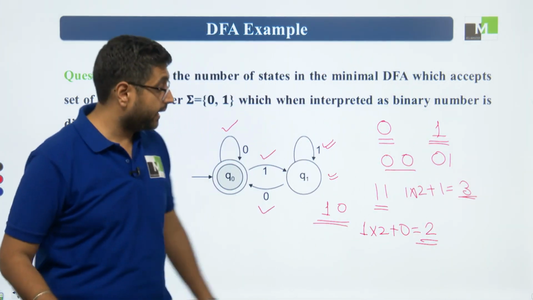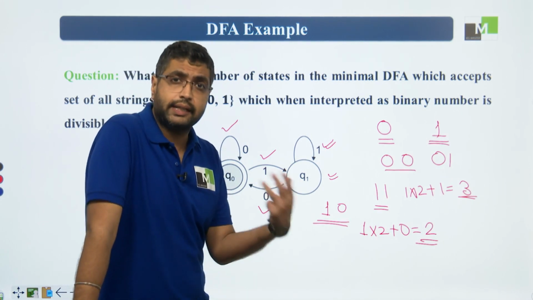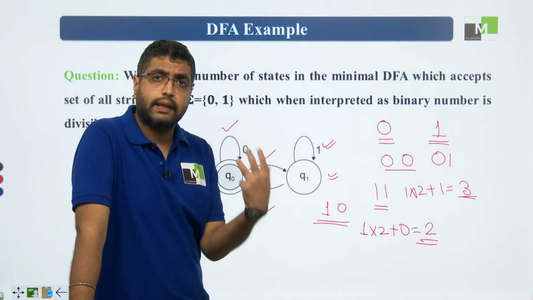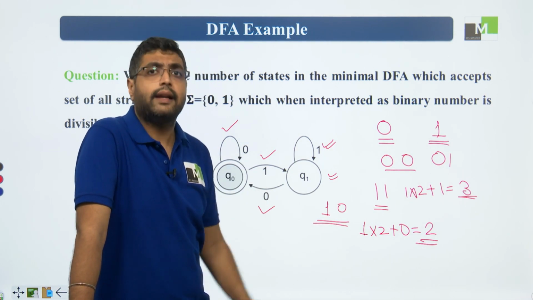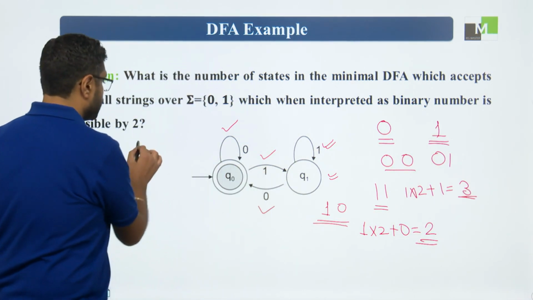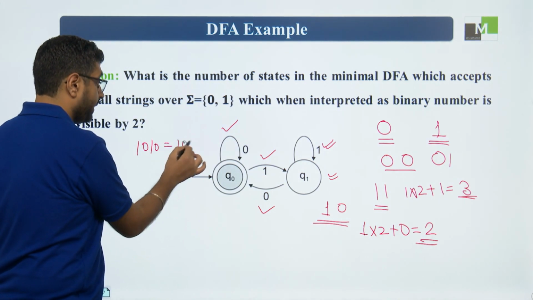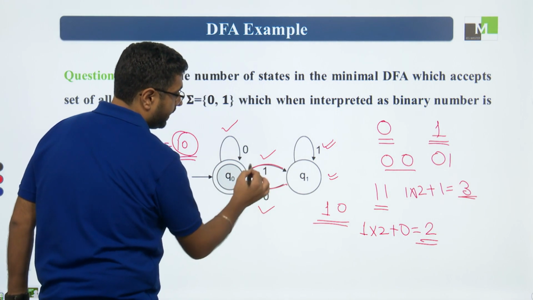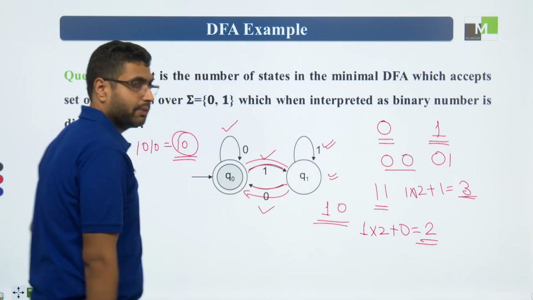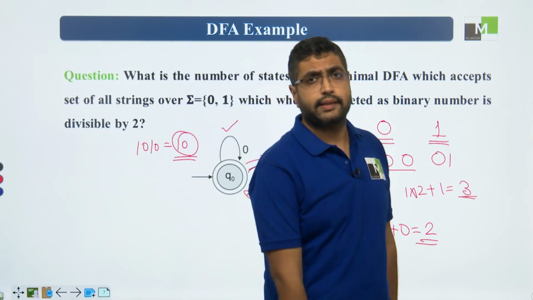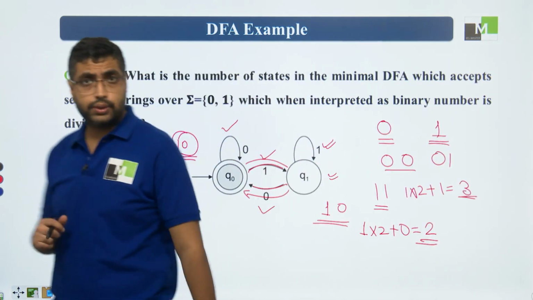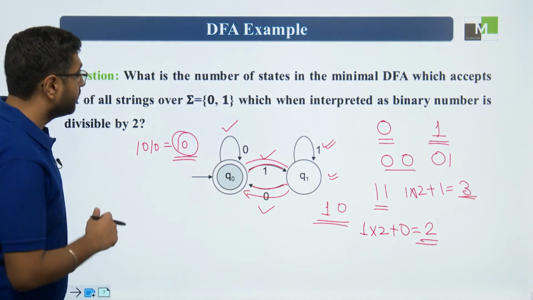Now what about the numbers which will come later? This DFA which we have drawn for smaller strings will also satisfy the larger strings. Let us take the string 1010. We know that 1010 is nothing but 10, which is divisible by 2. Let's see what happens. This is 1, then 0, then 1, then 0. Again it is divisible by 2, so this satisfies. This is how you solve such questions.